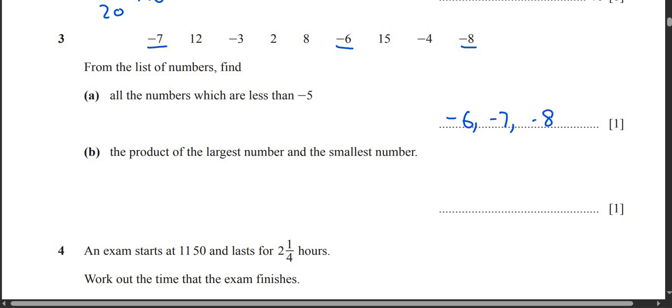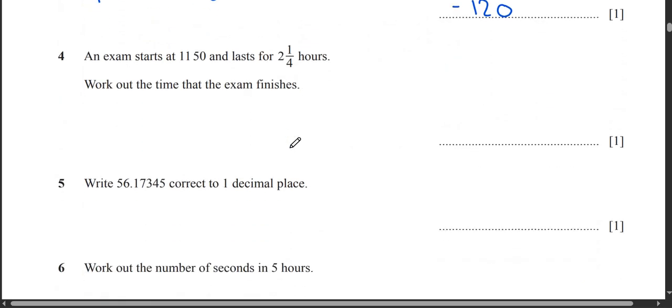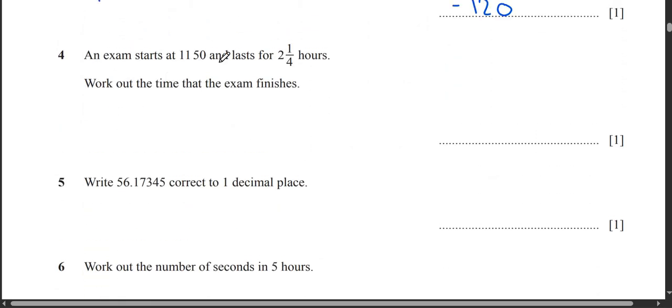Next question says the product of the largest and the smallest number. If you look at the question, the largest number is 15 and the smallest number is -8. Product basically means when you multiply both numbers. So this will give you -120.